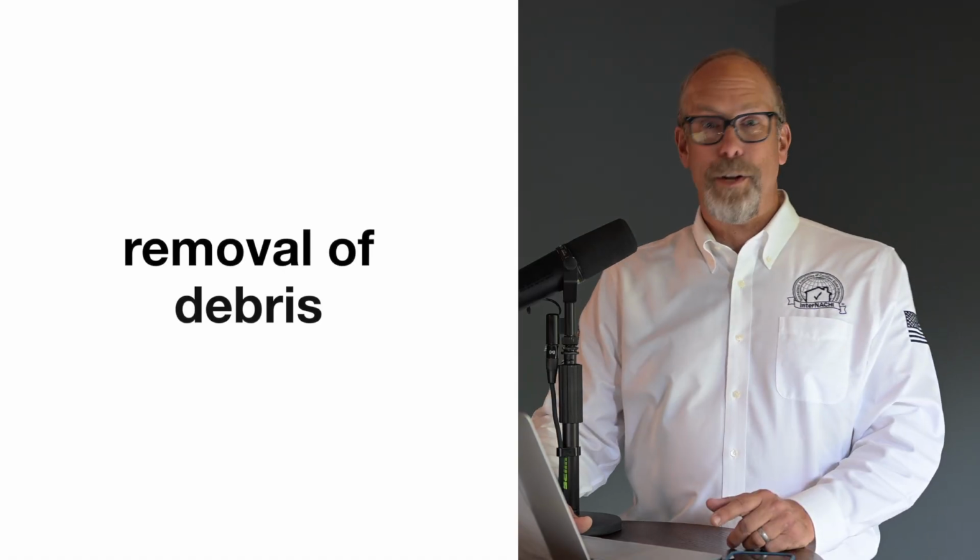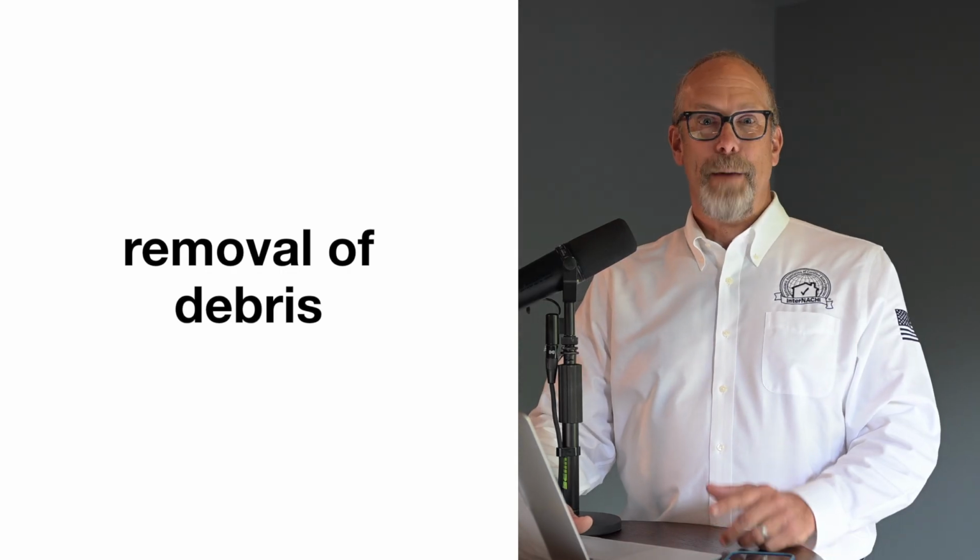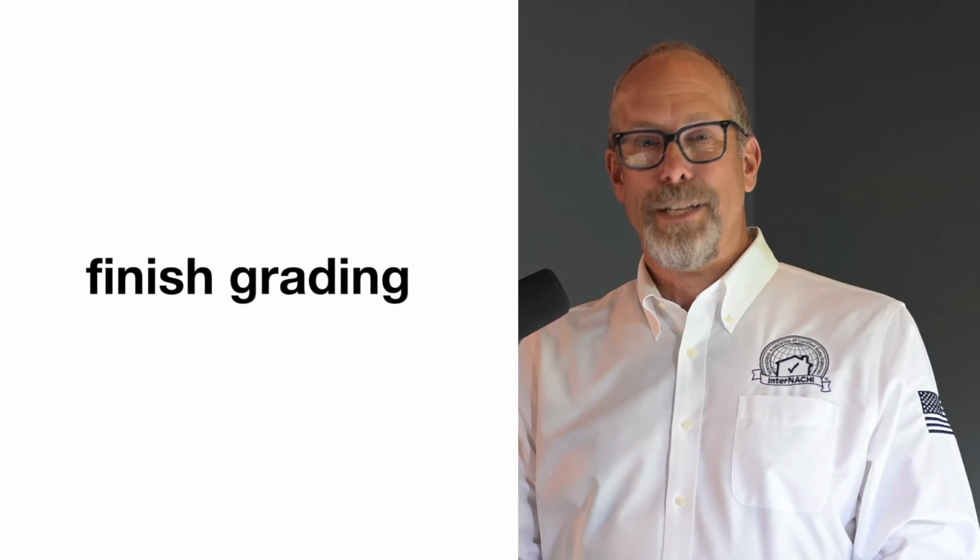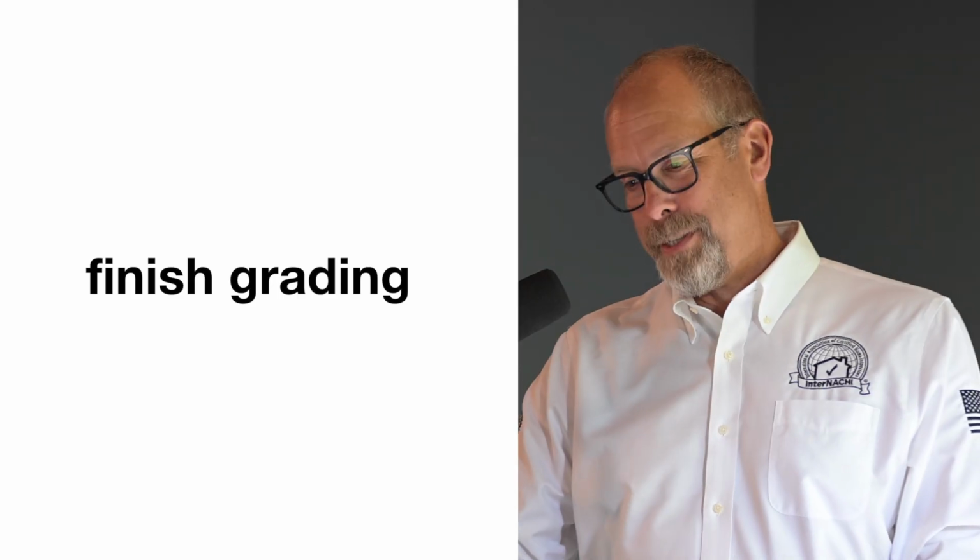All this stuff comes from code. All of these things that home inspectors check come from building code. You also want to check for removal of the debris in the crawl space and proper finished grading. That's R408.5 and .6.